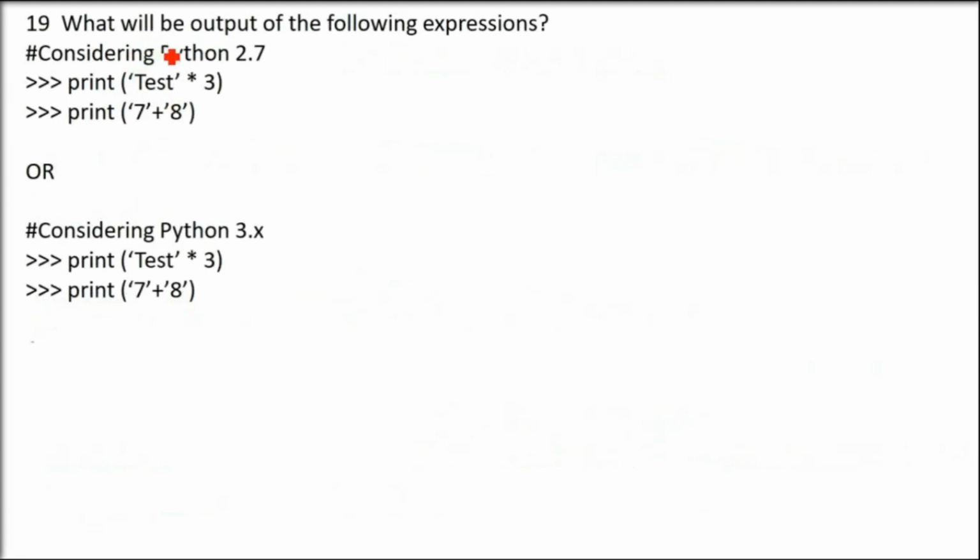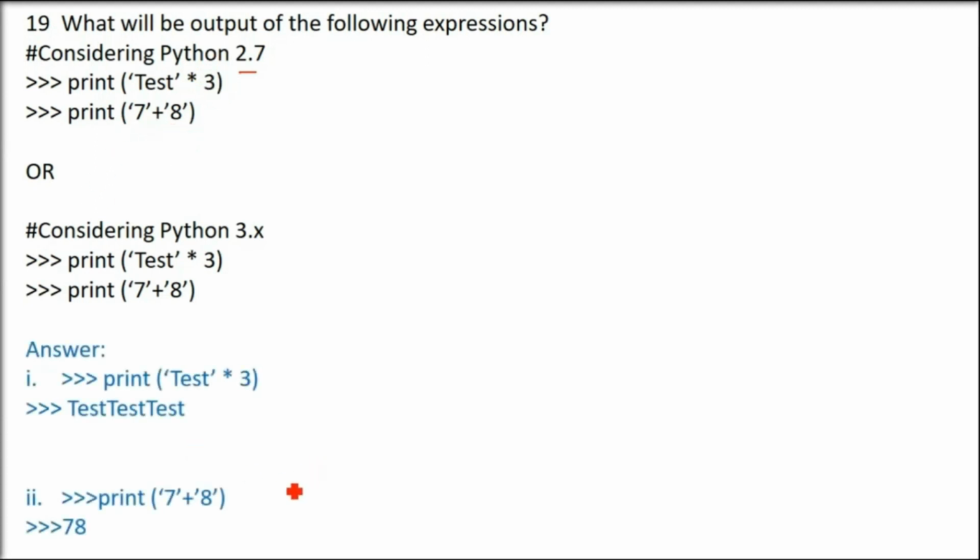What will be the output of the following expression? So these are almost same. Either be 2.7 version or 3.x version. So here we have print test 3 times, asterisk. Second is print 7, 8. In the first case, you want to print test 3 times. So this is test being printed 3 times. So simply printing, test will be printed 3 times.